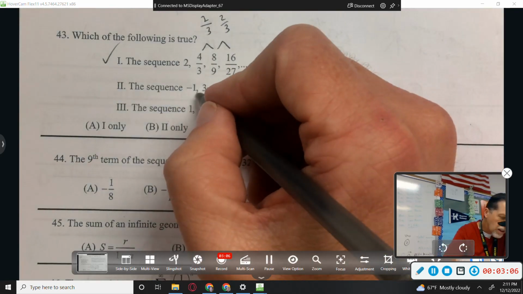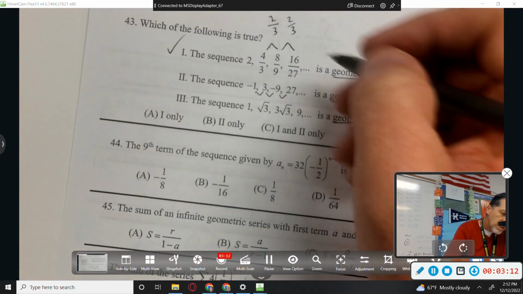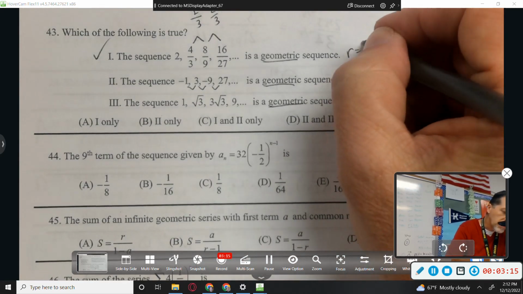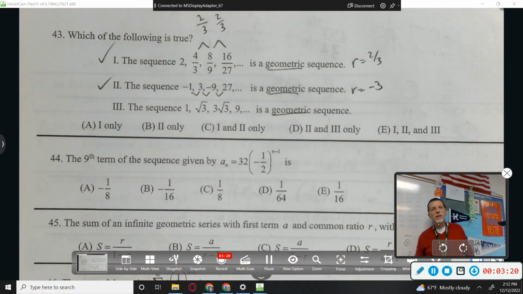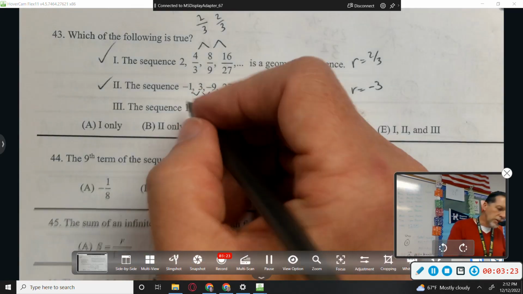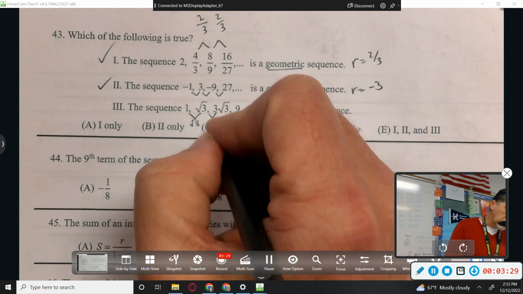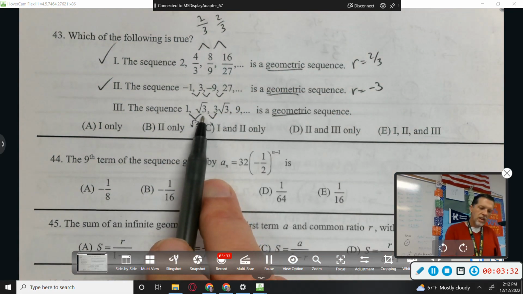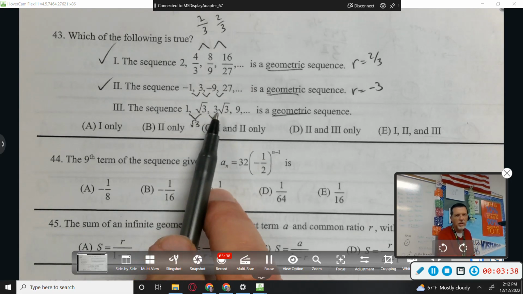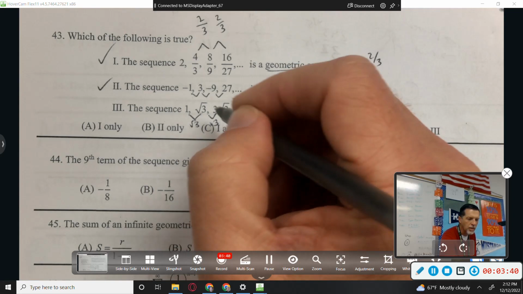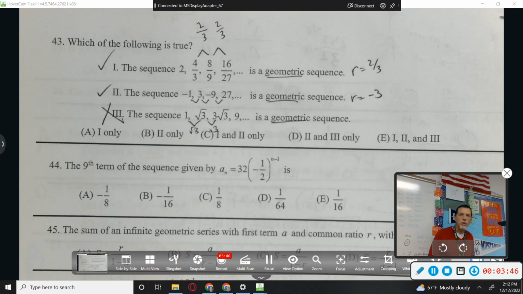The second one, multiply by negative 3, by negative 3, by negative 3. We could use the fancy word: r is negative 3 for the second one. So that one's true. The third looks a little bit crazy, but multiply by square root of 3, and then by... Whoops, wait a minute. If I multiply square root of 3 by square root of 3, that would be 3. Or to get from here to here, we're multiplying by 3. So something's not right. We're missing a term or something. So 3 is out. So 1 and 2 only, which would be letter C.